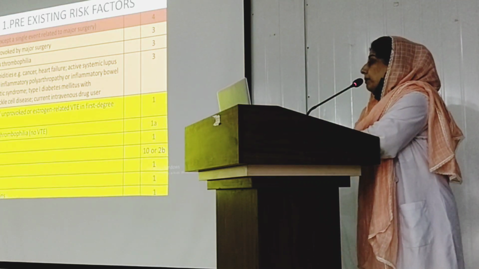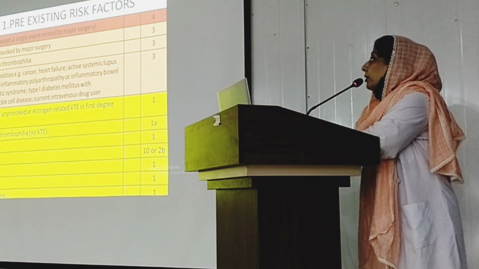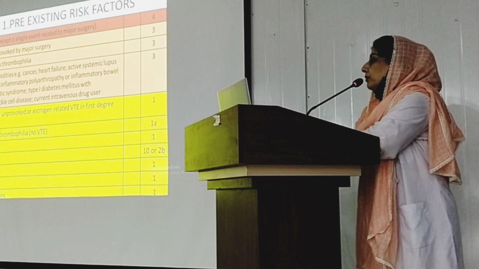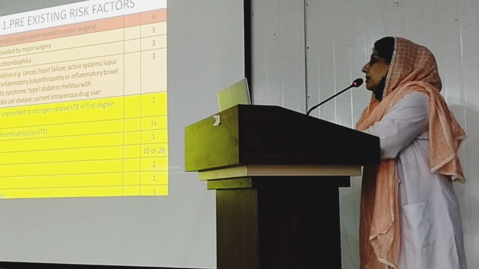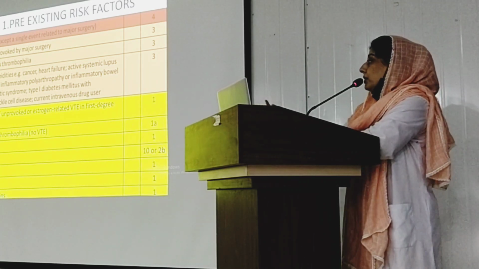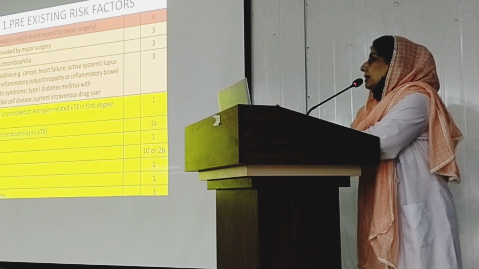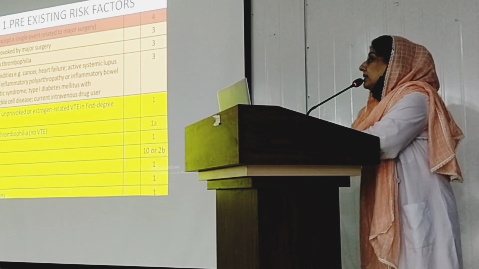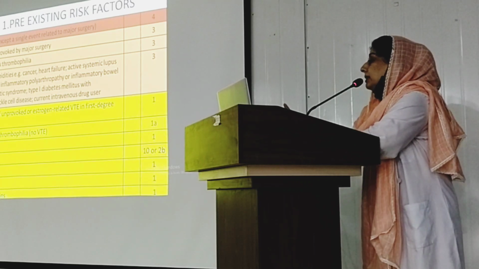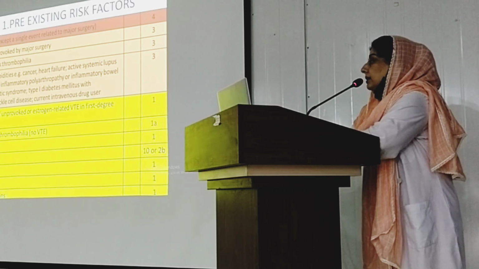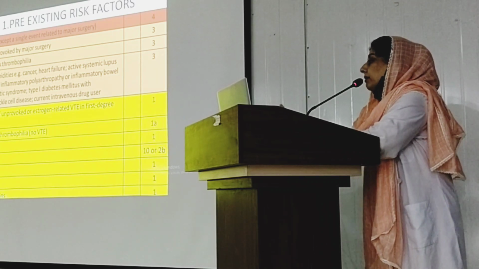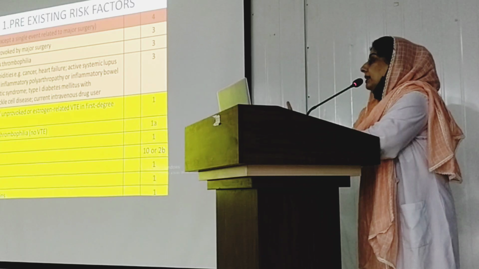The paper you have, unfortunately, I cannot make a colored print of it, but if you look at the very top, the pre-existing risk factors give a score. The first column lists the risk factors, in the second column we tick these risk factors, and the scoring is given later on. If the patient has a previous history of venous thromboembolism, 4 marks are given. So we will take this.